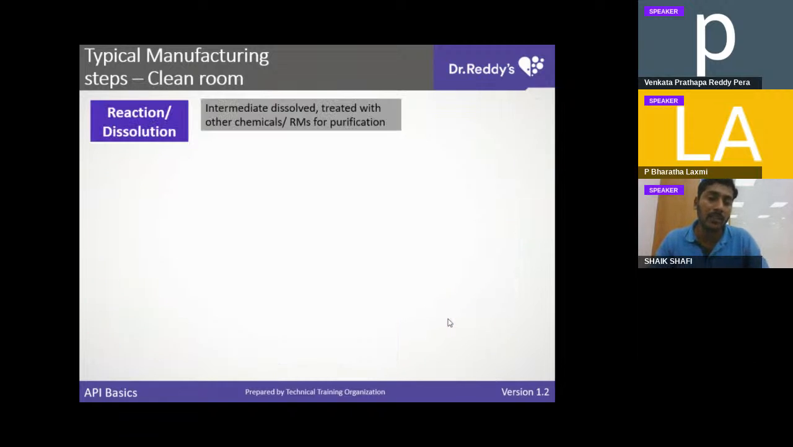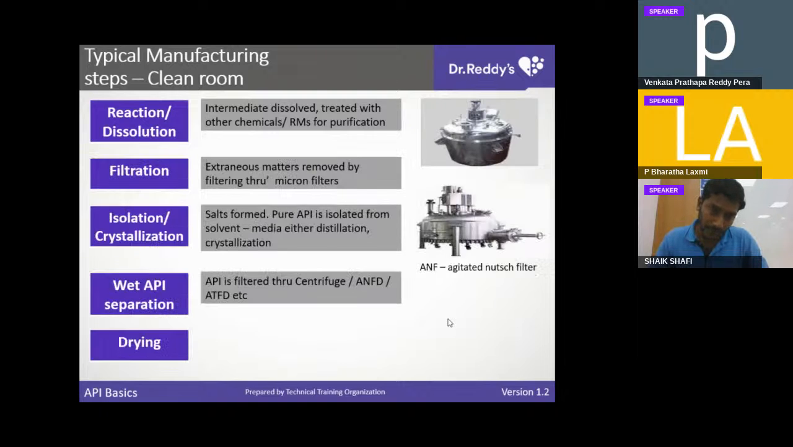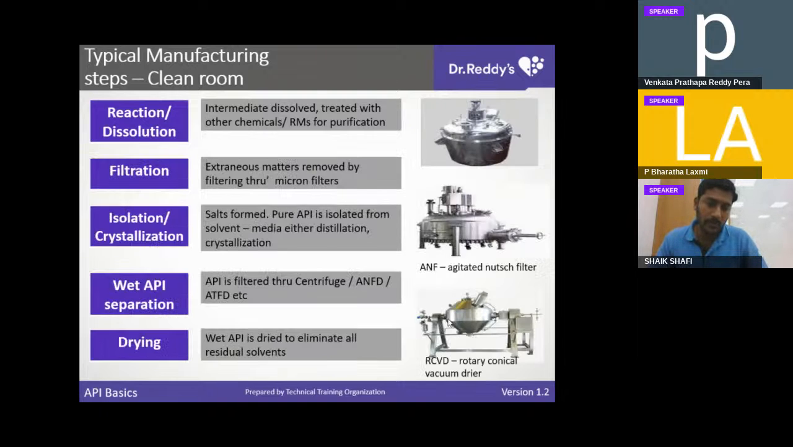Basically, these steps are involved in the intermediate process. Now what we are going to explain here is the clean room. We do API manufacturing, which is the final product, in a clean room. A clean room is a different type of facility where we make our final product. This is a classified area. When our discussion comes to the clean room, we'll discuss it at that time.